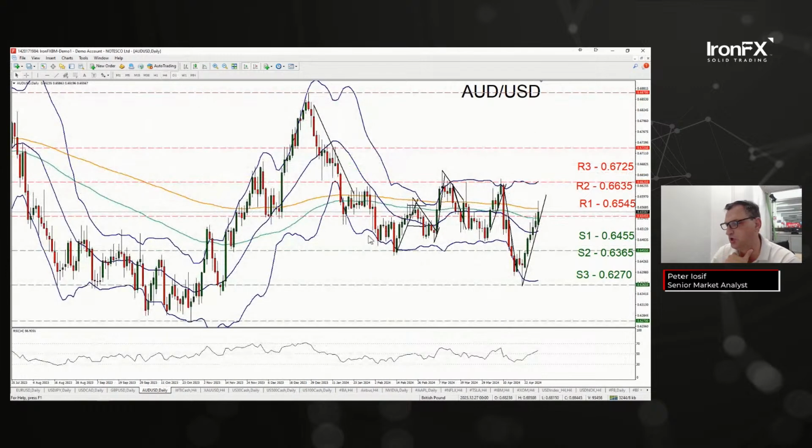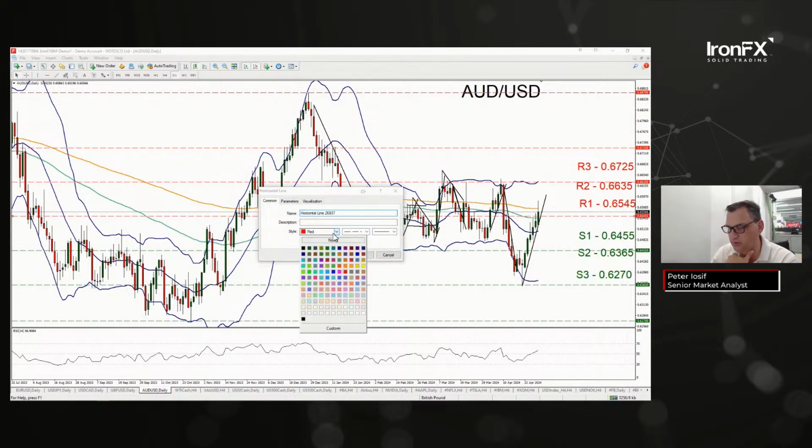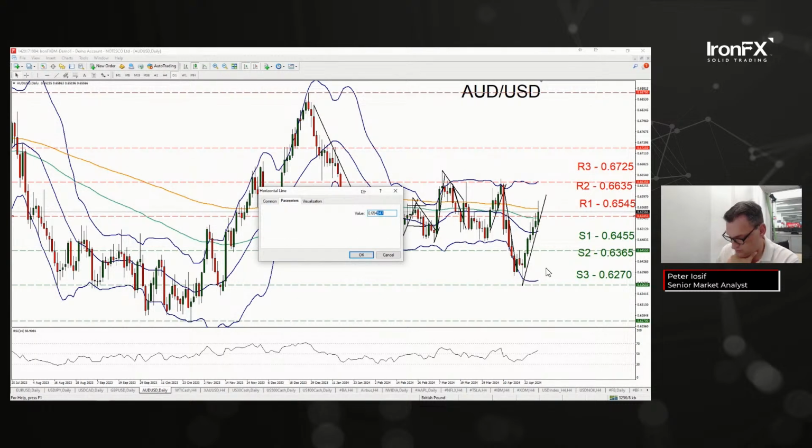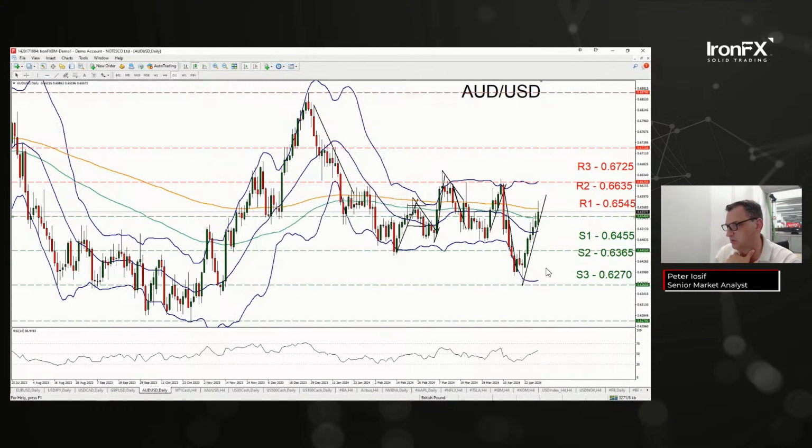Back to the daily chart. The price action has breached the R1 0.6545. Next target for the bulls would be the 0.6635, which is considerably higher.